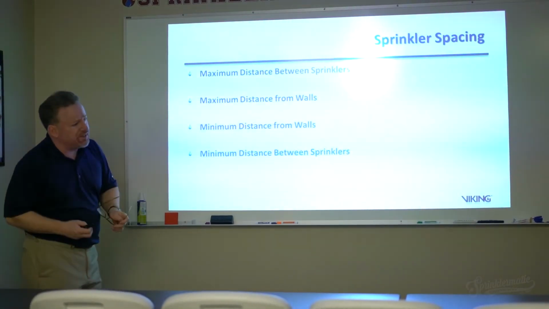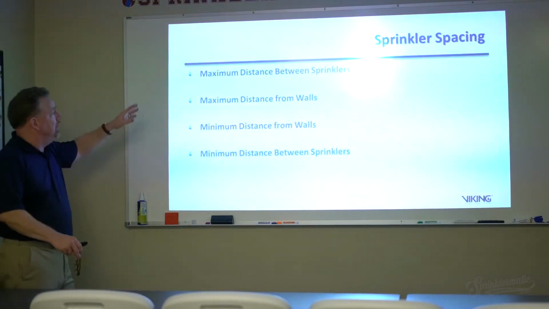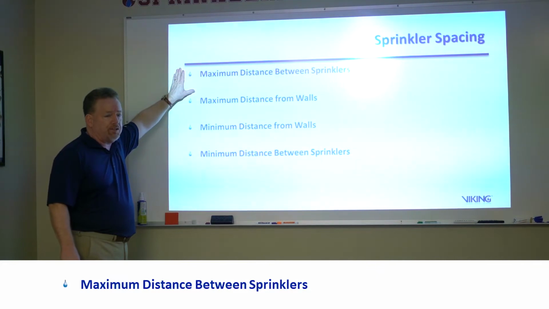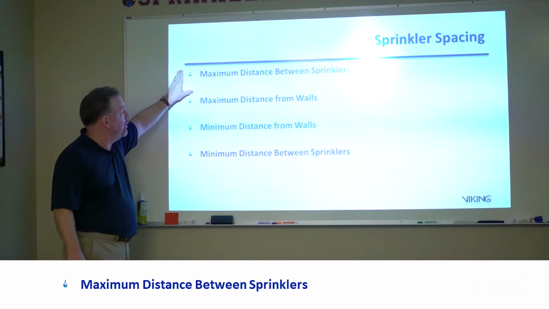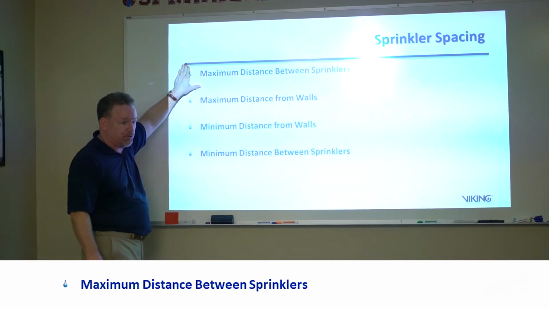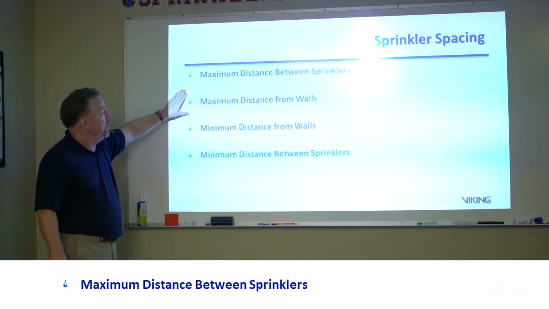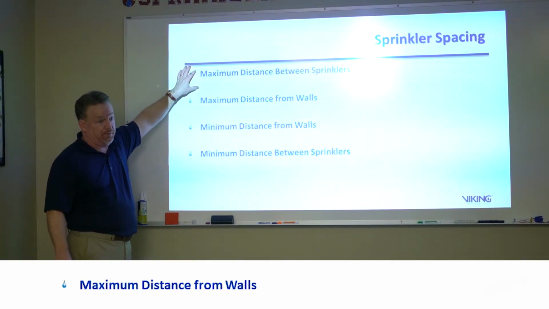So sprinkler spacing then becomes, the general rules for this become, we need to look at the maximum distance between sprinklers, because we don't want to space our sprinklers so thin, obviously, that we've got true dry spots that never get any water. Each type of sprinkler will have a maximum distance between sprinklers. It will also have a minimum distance between sprinklers, or a maximum distance to the walls, and that's usually going to be half the distance between the sprinklers.